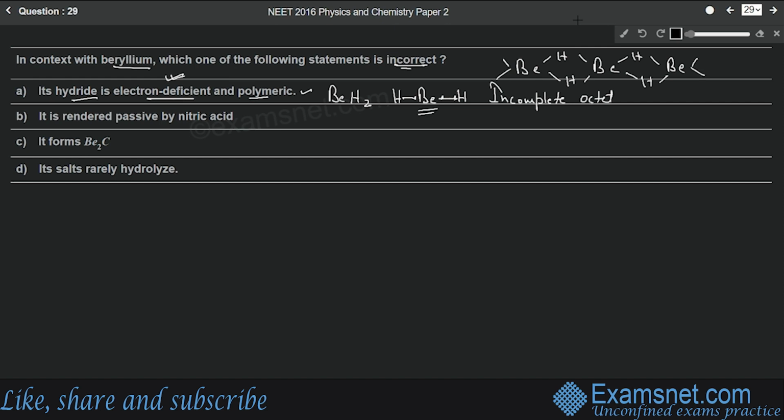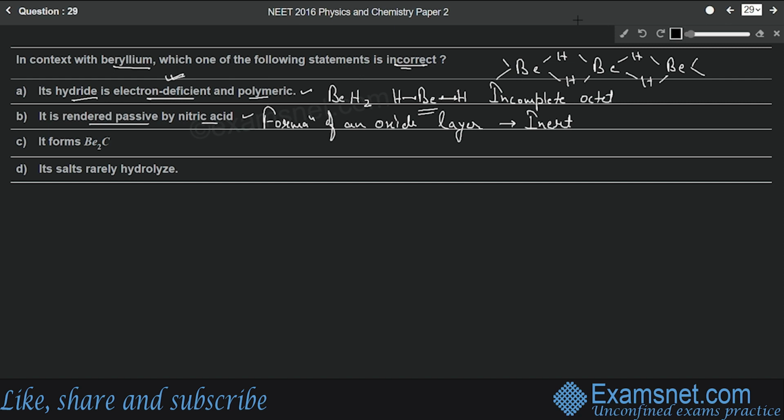Now the second statement says it is rendered passive by nitric acid. This is also a correct statement because rendered passive means it becomes inert by the reaction with nitric acid, due to the formation of an oxide layer. Due to this the beryllium becomes inert. That means the oxide layer protects the beryllium from further attack of the acid.